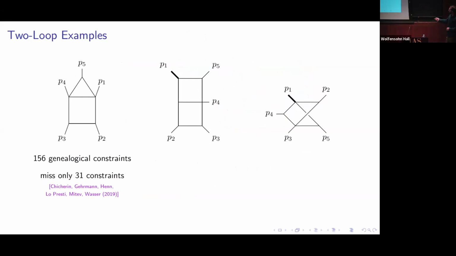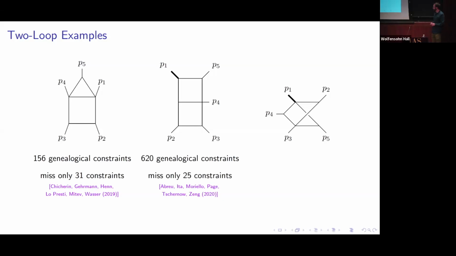We can then consider something like this planar double box shown here. Now, a new subtlety arises because in this case, since we don't have external momenta coming into every vertex, we don't have a unique minimal cut associated with every threshold. So for instance, I can isolate S15 by cutting here or through here, but that's fine. We can take that into account. And running our method, we find no fewer than 620 genealogical constraints, where we miss only 25 more possible constraints by comparing to the answer.